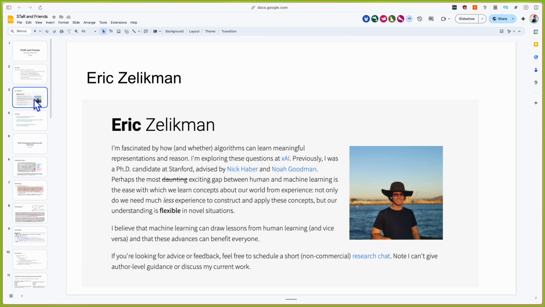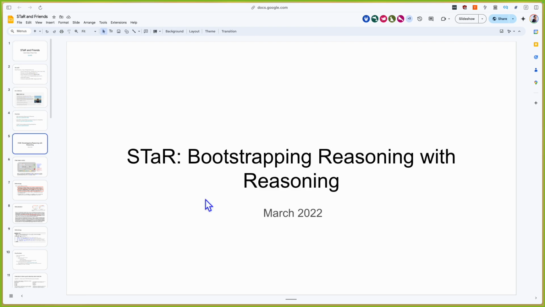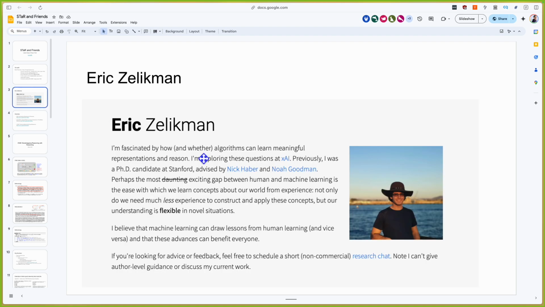So STAR is a 2022 paper. I was surprised to see that it's actually basically just one guy's work. Eric now works at XAI, and this is his website if you want to go see it. He is responsible for the first two papers.